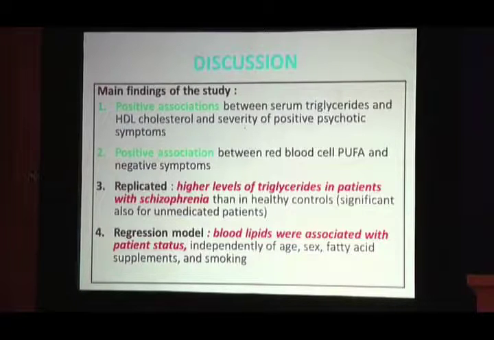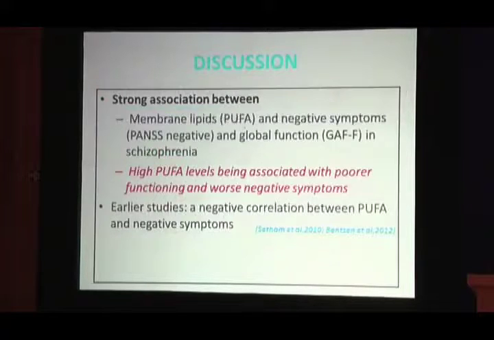There is a positive association between red blood cell PUFA and negative symptoms. And they have replicated that higher levels of triglycerides in patients with schizophrenia than in healthy controls. And in the regression model, they found out that the blood lipids were associated with patient status independently of age, sex, fatty acid supplements, and smoking. Now, these are the main results which they have pointed out in the discussion.